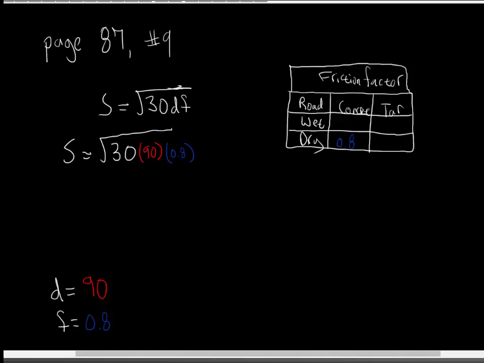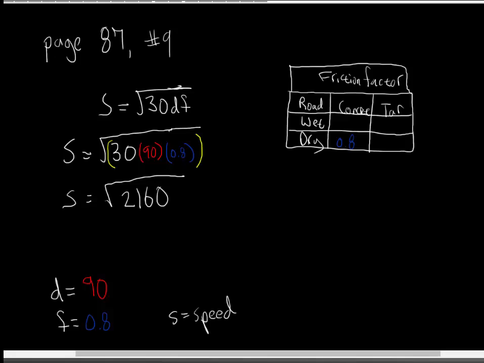Now, you can do this longhand, you can use a calculator, but before you do anything, I want you to multiply everything under the square root together first. These numbers right next to each other with parentheses is telling you do multiplication. So I'm going to get a calculator and I'm going to punch in 30 times 90 times 0.8, and that gives me 2160, all under the radical, is equal to speed, S. Remember, S is equal to speed in this problem.